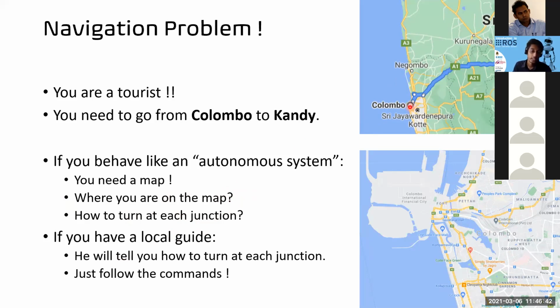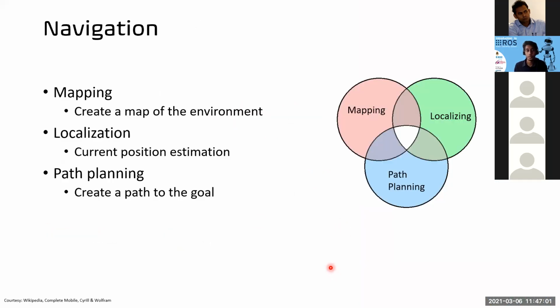And the second method is if you have a local guide. That means you are not a fully autonomous system and you have a local guide, and he will tell you how to turn at each junction. So you can just follow his commands and achieve the navigation task. Okay, now to do the second one as a semi-autonomous system, we'll see a demo later.